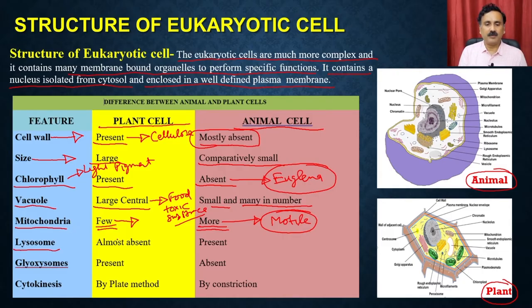Then the lysosomes. The lysosomes are almost absent in the plant cell, whereas they are present in the animal cell. Then we have the glycosomes. The glycosomes are present in the plant cells, but they are absent in the animal cell.